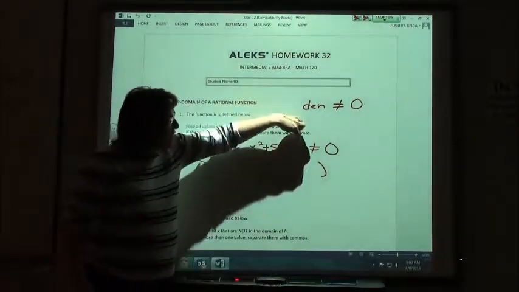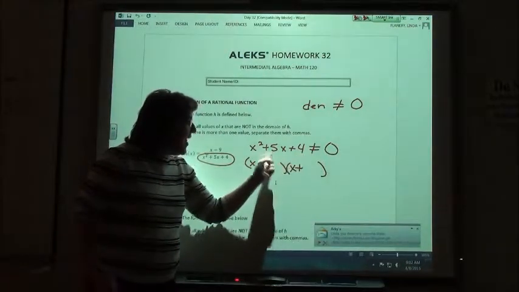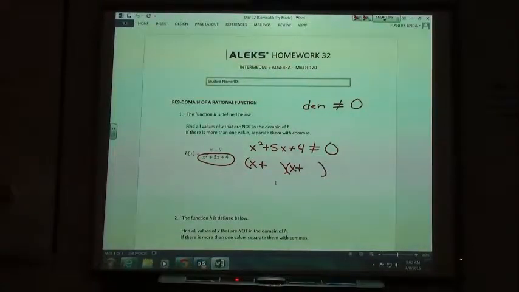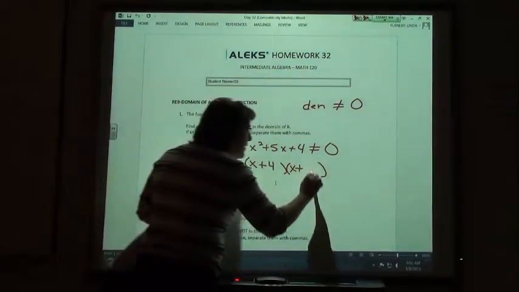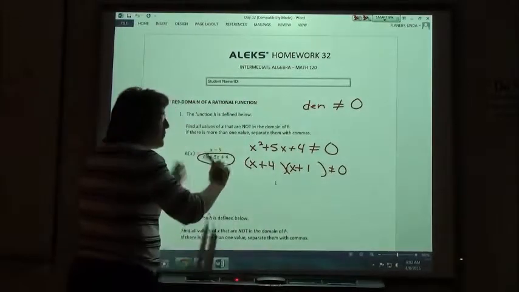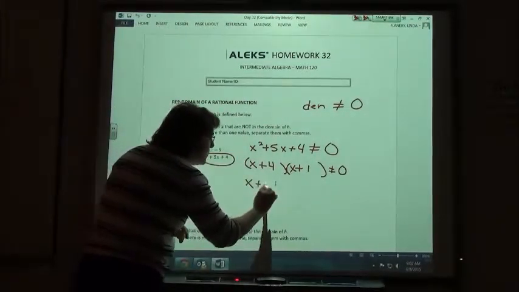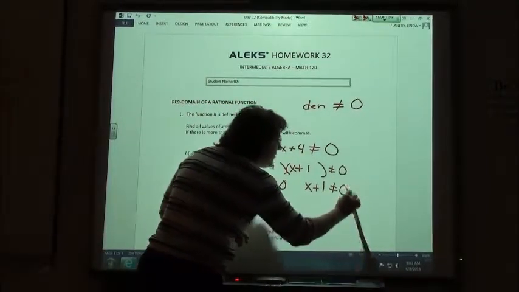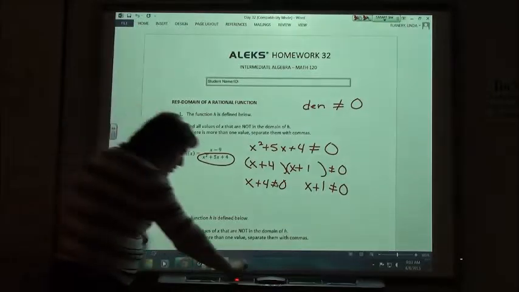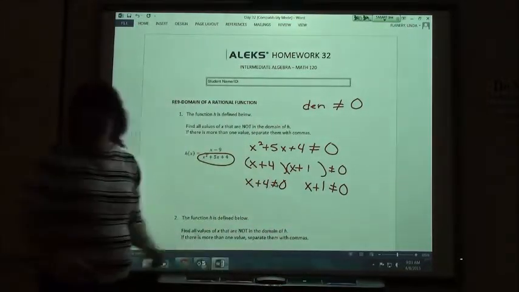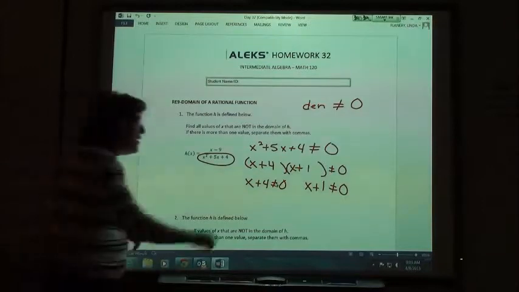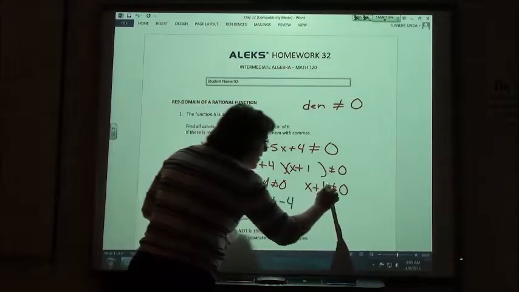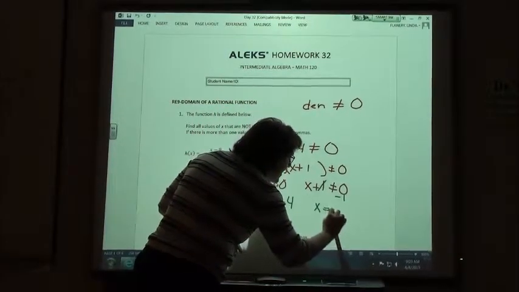So I want the factors of the end number 4 that add up to the 5 in the middle. What pair of factors for 4 add up to 5? 4 and 1, exactly. And then we're going to just break it into two separate problems. Either the x plus 4 can't equal 0 or the x plus 1 can't equal 0. And so when we solve each of those, we're just moving our number to the opposite side, which changes our sign. So here, x can't equal negative 4, and over here, moving my number, x can't equal negative 1.